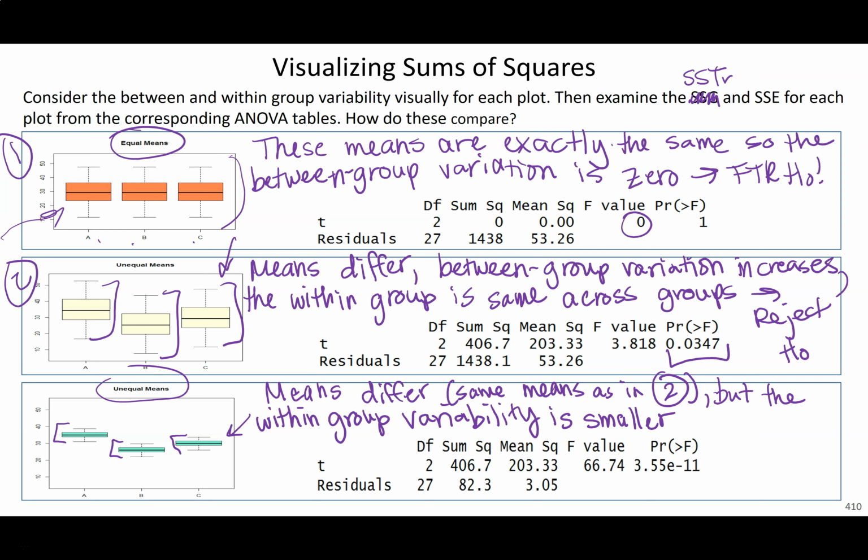So now what this is saying is most of the variability is between the groups, not within. It's mostly between the groups. So we're going to have even stronger evidence. Look at that F statistic. It went from 3.8 to 66.74, and that p-value is tiny. We're going to reject.